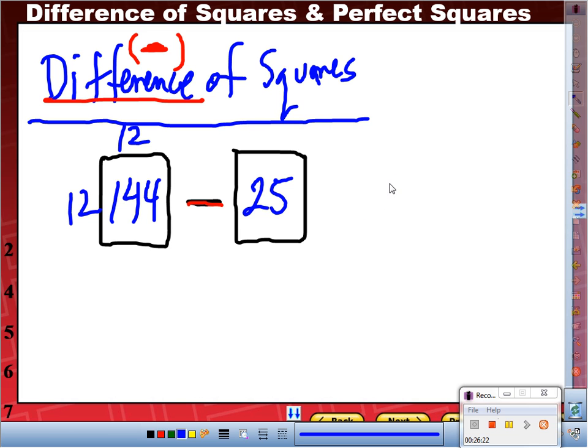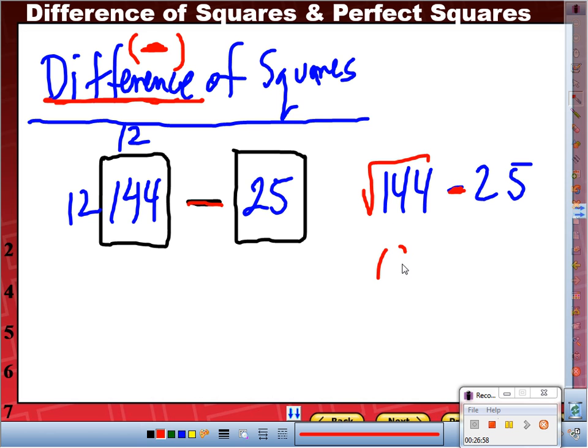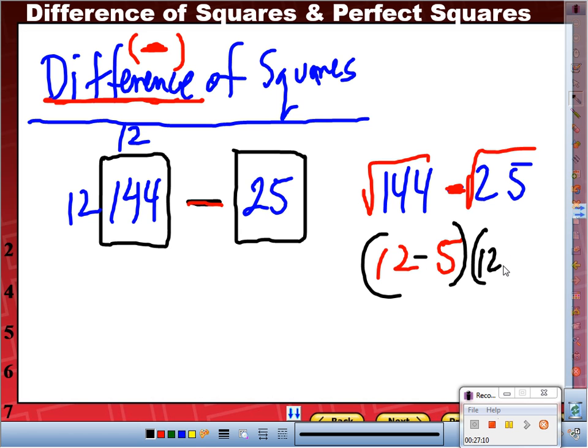144 minus 25. So, watch. Look up, please. These are the two things we need to do in order to find out if this is a difference of squares. First of all, the word difference means that they're subtracting. Are they subtracting? Yes. The second thing, are they two terms? Yes. So this is how we check to see if they are perfect squares. Square root of the first, 12. Square root of the last, 5. And if it is a difference, my factors are 12 minus 5 times 12 plus 5.